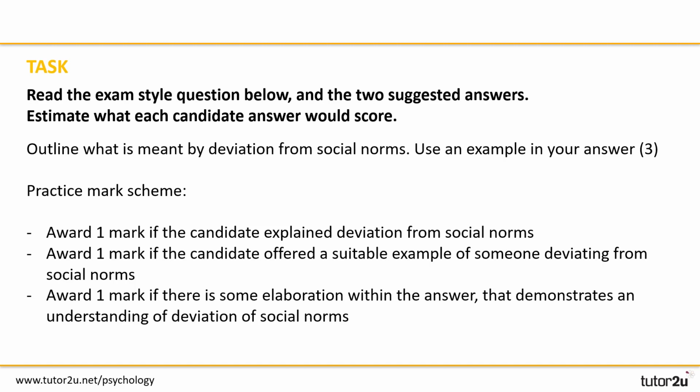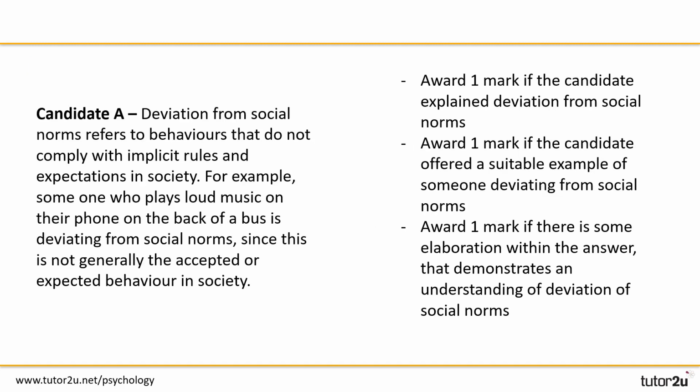But this exemplifies how important mark schemes are for your own work. Knowing the criteria for success makes it much easier to decide if something is a good answer or it's not. Candidate A would be awarded 3 out of 3. So 1 mark would be given for the explanation, which you can see highlighted. Another mark would be given for the example, which is both suitable and relevant. And the final mark would be given because there is some elaboration offered.